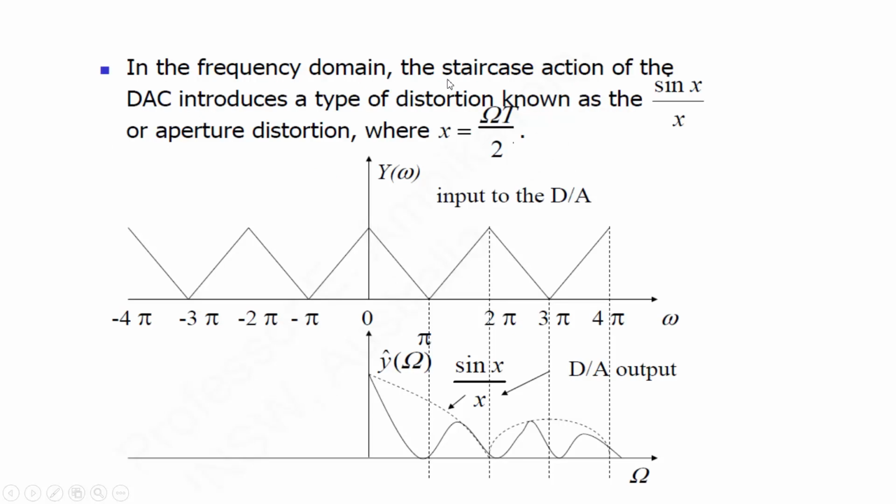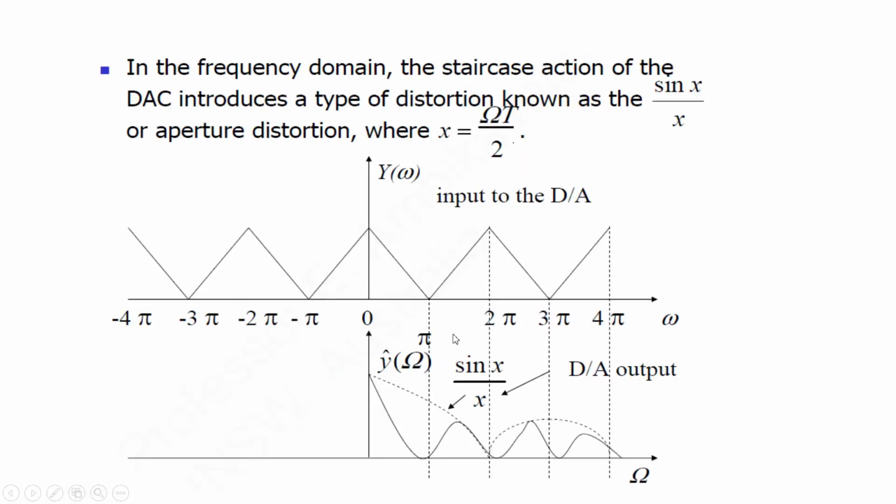Now, in the frequency domain, the staircase action of the DAC introduces a type of distortion. This is the digital spectrum in the discrete domain, because this small omega is the digital frequency. We know that the frequency response is exactly the same from minus pi to pi as the analog spectrum, but it will repeat with a period of 2 pi beyond minus pi to pi.